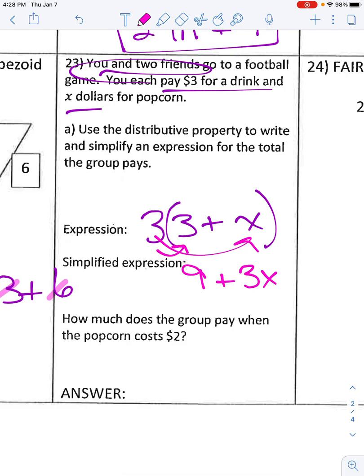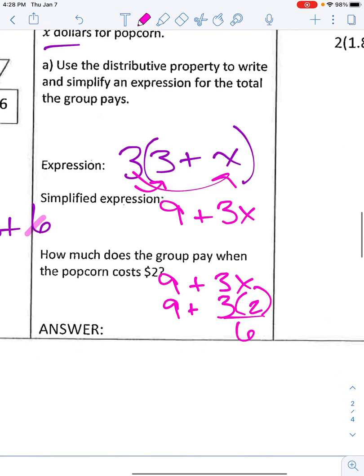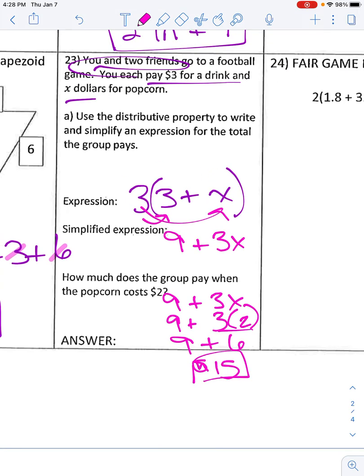How much does the group pay when the popcorn is $2? Okay, so just use the 9 plus 3x, and now we know that popcorn is $2 per popcorn. So 9 plus the 6 will give us $15 total.